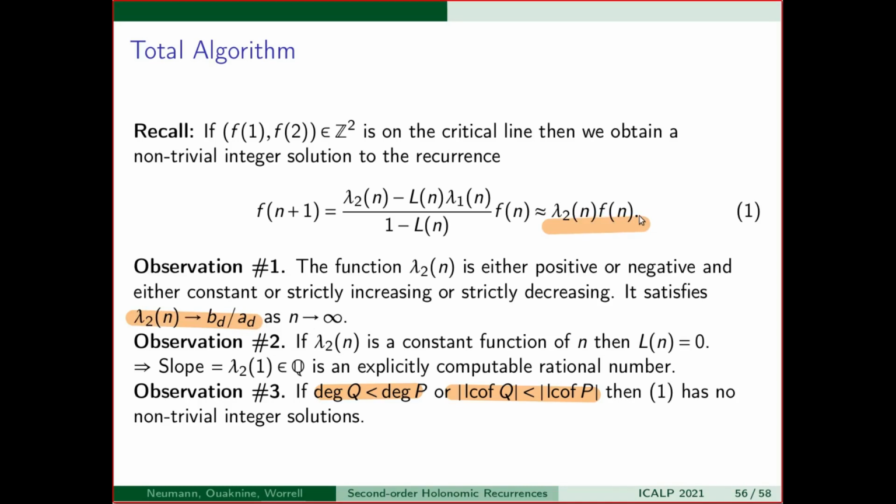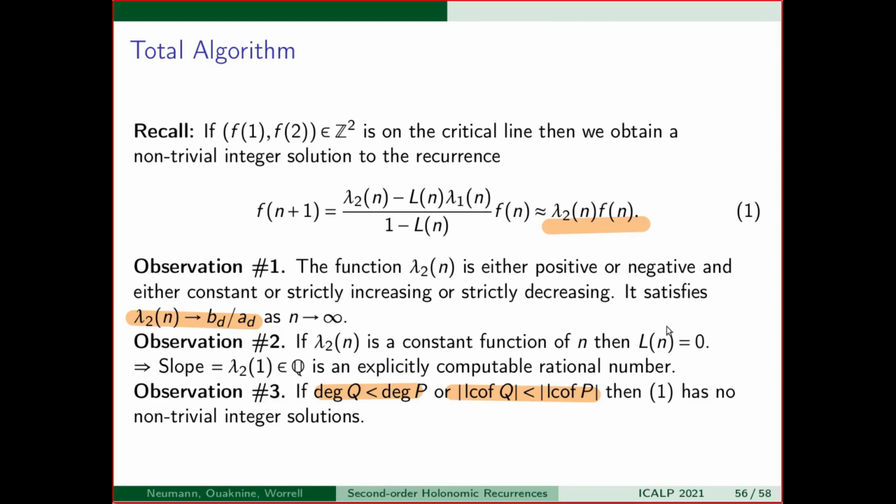The recurrence is such that we essentially multiply by lambda 2 of n. So eventually we would be multiplying with numbers strictly smaller than 1, so that we converge to 0, but if we have an integer sequence that converges to 0, we have to be eventually equal to 0, but the only sequence that is eventually equal to 0 by our classification theorem is the constant 0 sequence, so we cannot have a non-trivial integer solution in that case.